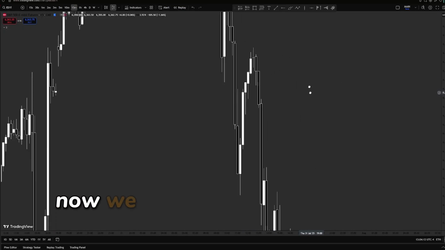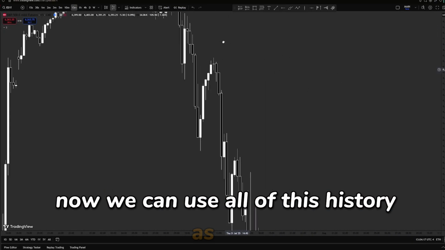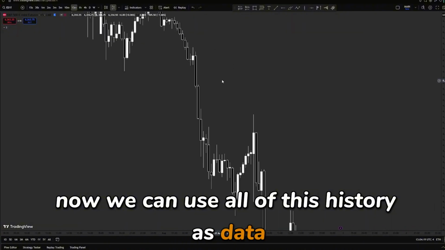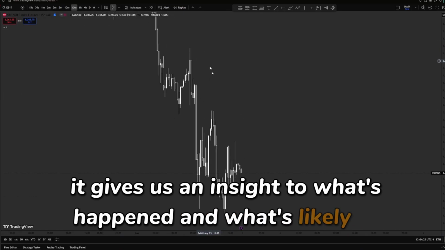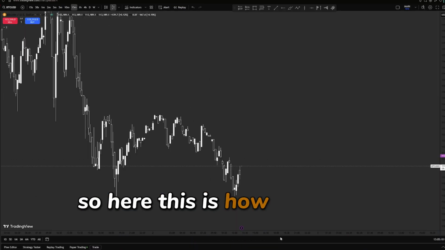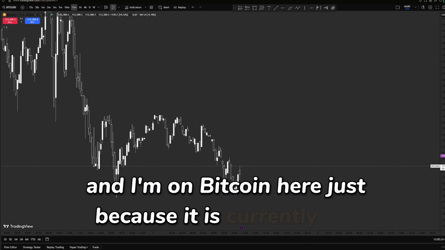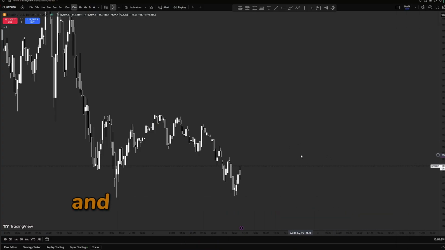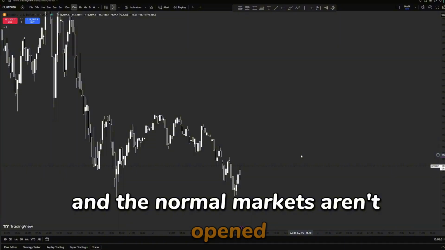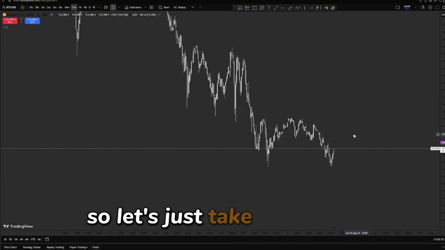Now, we can use all of this history as data. It gives us an insight to what's happened and what's likely to happen. So here, this is how, I guess, to place a trade. And I'm on Bitcoin here just because it is currently the weekend and the normal markets aren't open, as I mentioned earlier. So let's just take a look here.